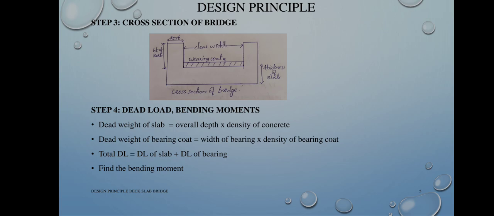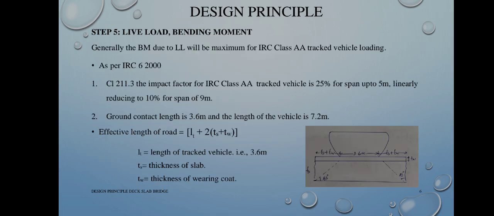Step 3 is the cross section of bridge. This is the picture of the cross section of bridge. Step 4 is the dead load bending moment. The dead weight of slab equals the overall depth times the density of concrete. The dead weight of bearing coat equals the width of bearing coat times the density of bearing coat. The total load is equal to the dead load of slab plus the dead load of bearing coat. Then find the bending moment.